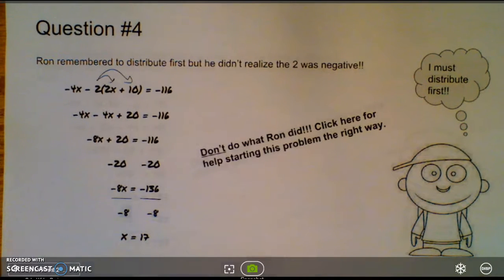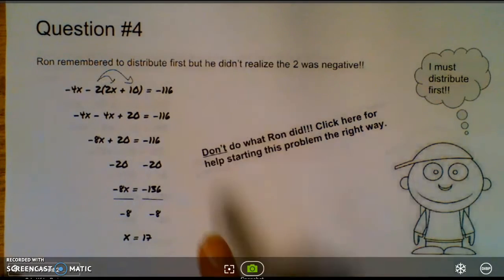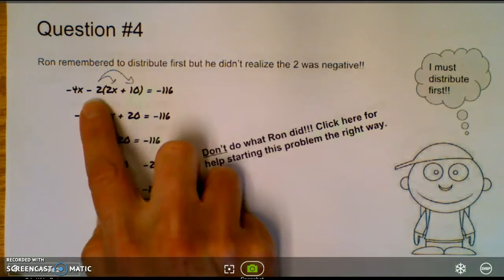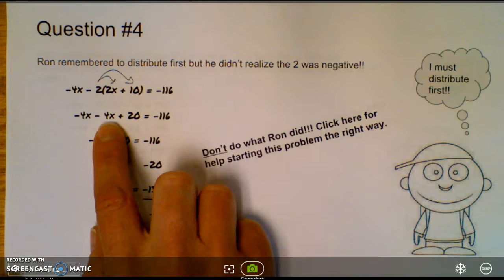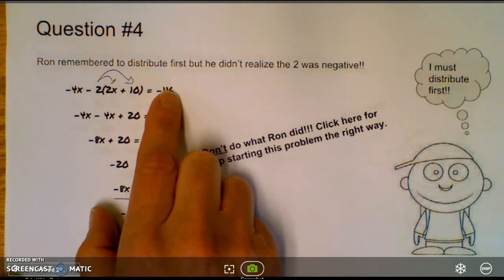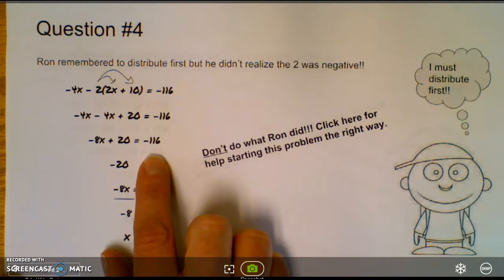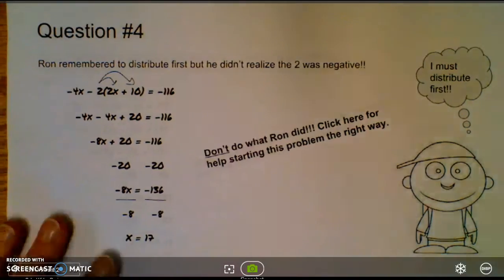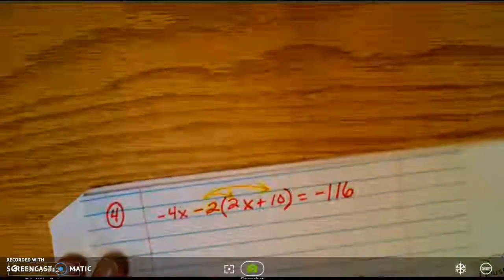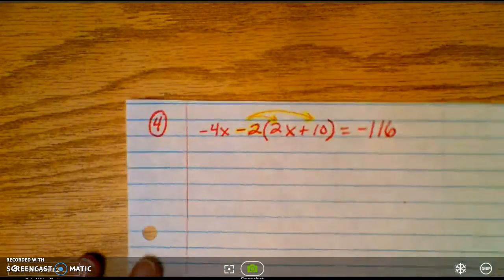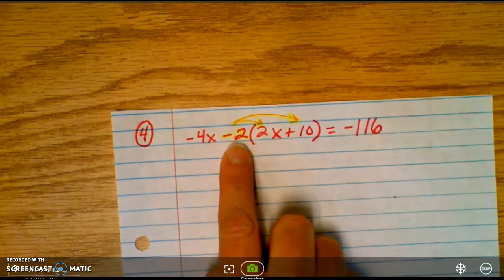All right, Ron started out right this time. He did remember that he's got to distribute. He did his 2 times 2. He did his 2 times 10. He didn't even lose his negative this time when he brought down his answer, but Ron didn't realize that the number he was distributing with was really a -2.